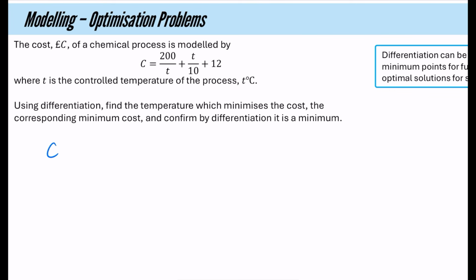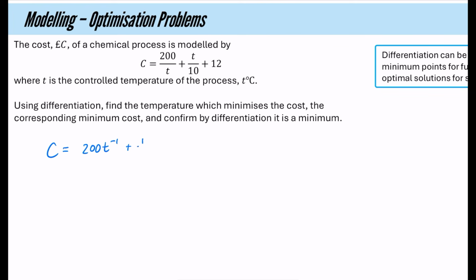So I should begin by writing this in its standard form. I wouldn't write that as 200 over T. I would write that as 200T to the minus 1. And then this is T over 10. I guess if we want to, we could just put that as a decimal, or maybe we just do it as a tenth.